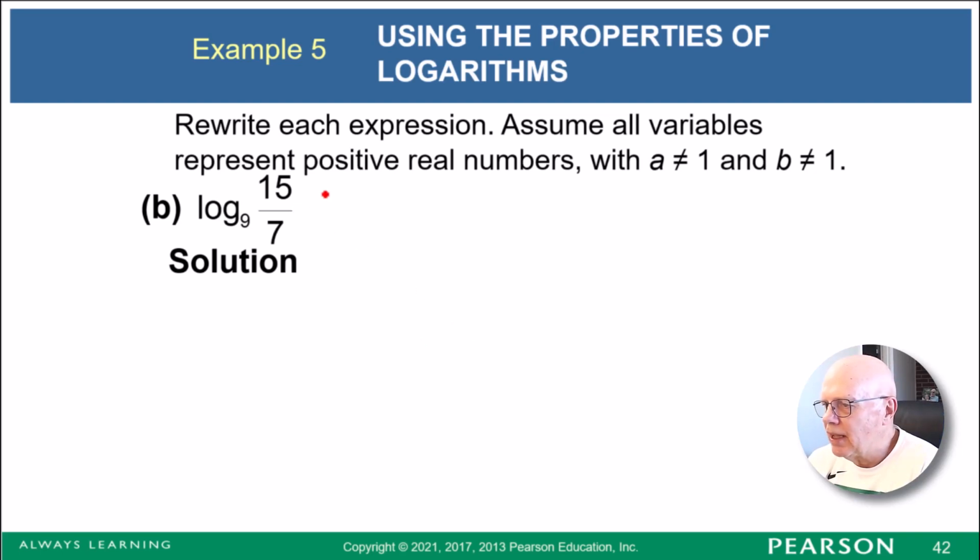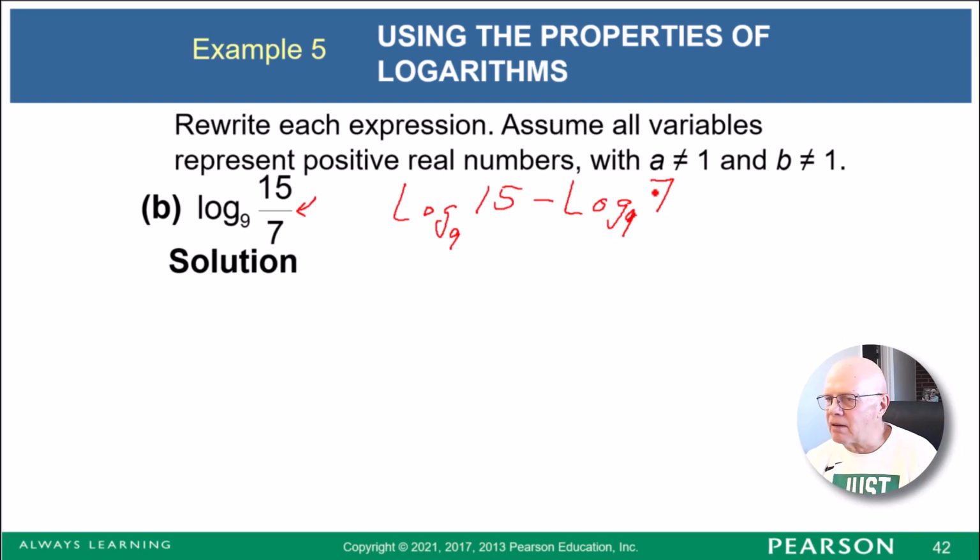Now this one is talking about the division one. Remember, the fraction bar represents division. So you've got log base 9 of 15 divided by 7. So how's that go? Log base 9 of 15. Now you're dividing by 7, so it's minus log base 9 of 7. There you go. A little bit of practice, it'll become second nature.